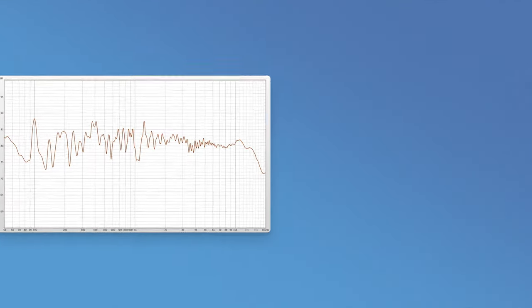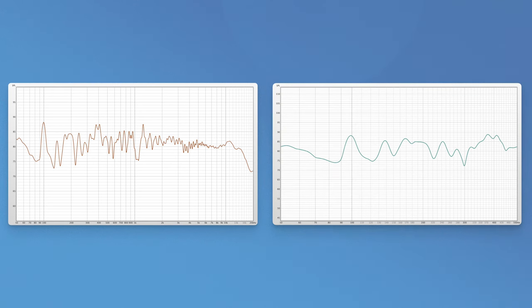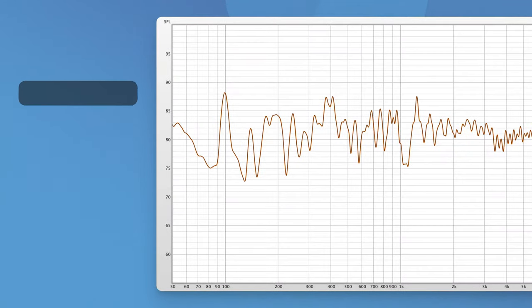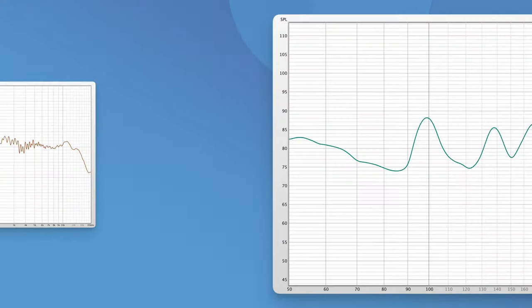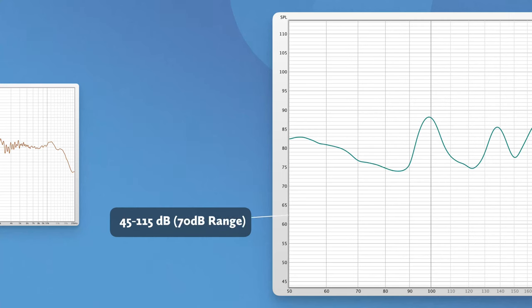Now let's take a look at two types of misleading comparisons I have personally come across before, so you can spot them if you see them in the future. In this first example, the left frequency response might look worse than the right one at a glance, but let's pay attention to the two axes. In the left graph, the y-axis goes from 55 to 100, which is a range of 45 decibels. In the right graph, the y-axis goes from 45 to 115, which is a range of 70 decibels.